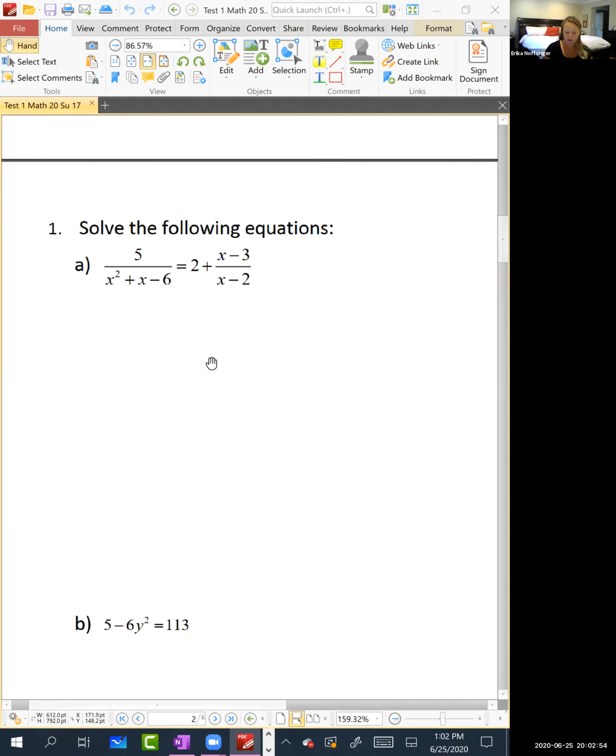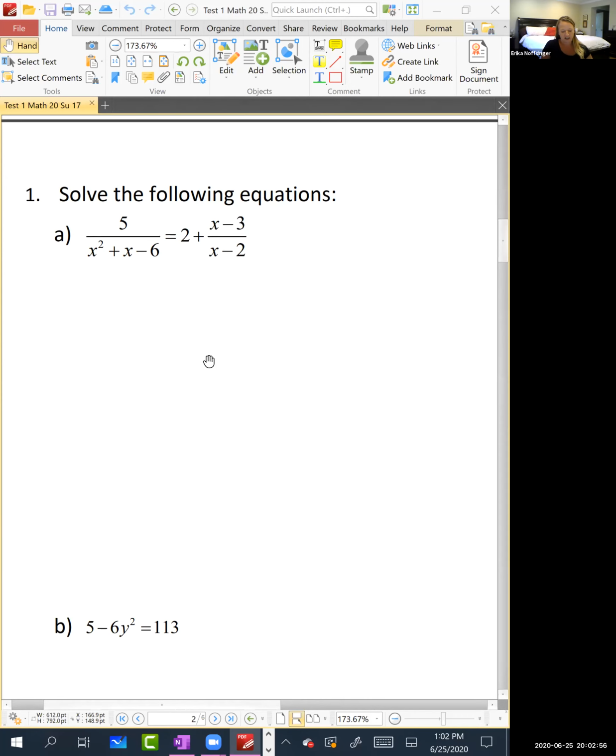So let's look at the first one. So solve the following equation. If you have this rational equation, first step that you want to do is you want to, if possible, factor all the denominators and then find your least common denominator.